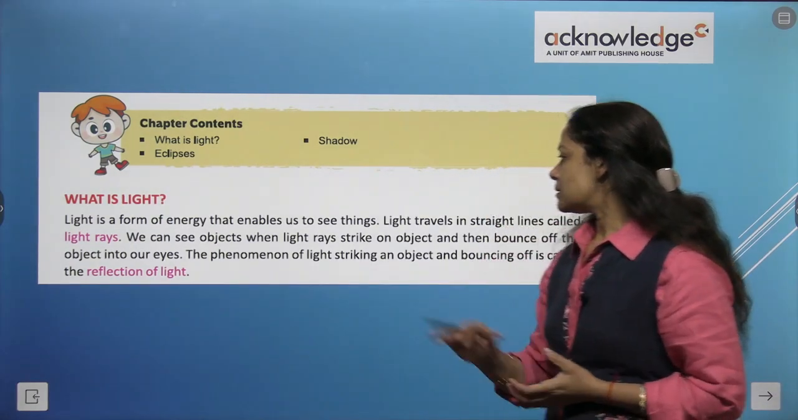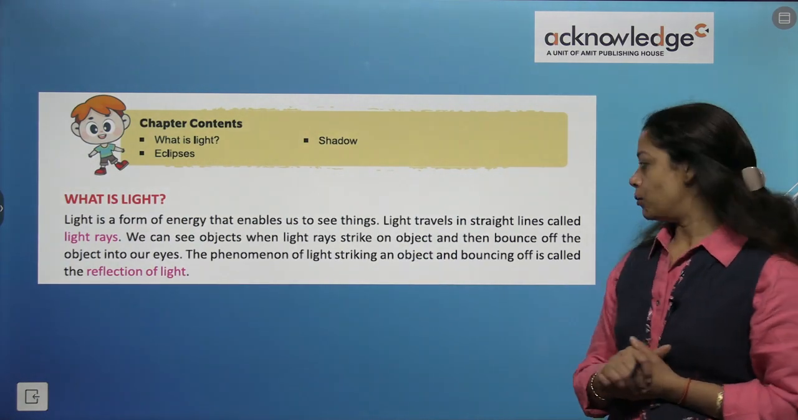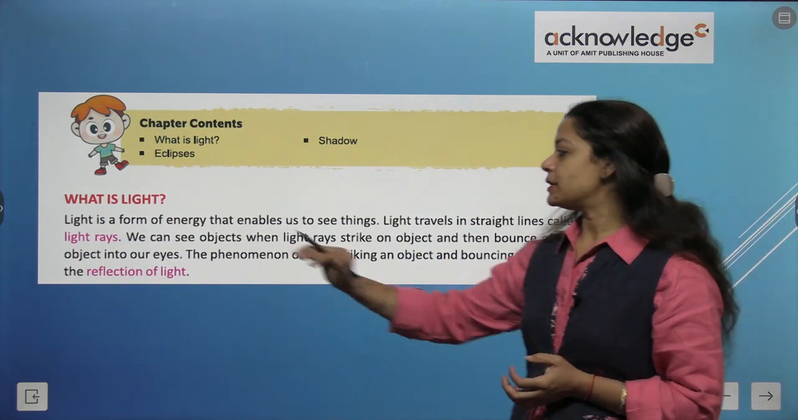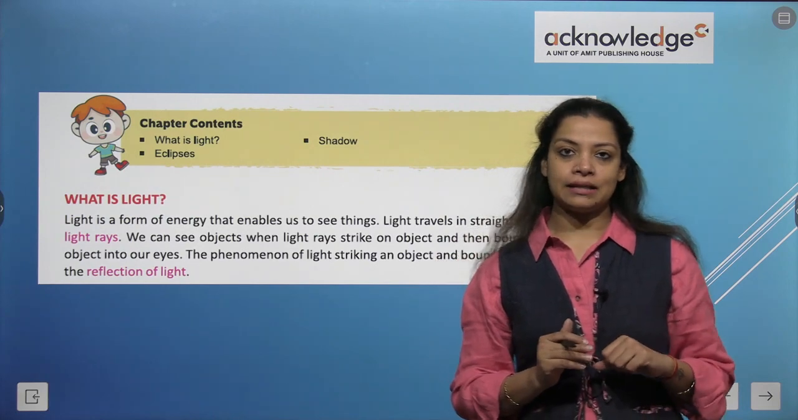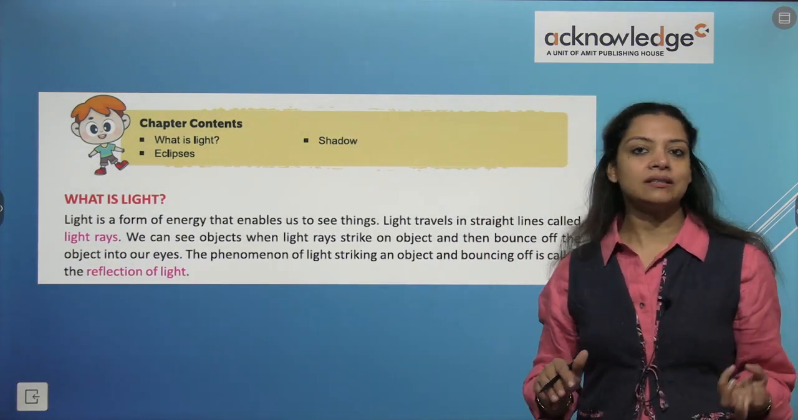We can see objects like I said. Now the phenomenon of light striking an object and bouncing off is called the reflection of light. So with the help of reflection of light, we are able to see things.